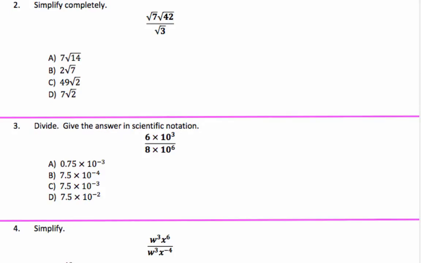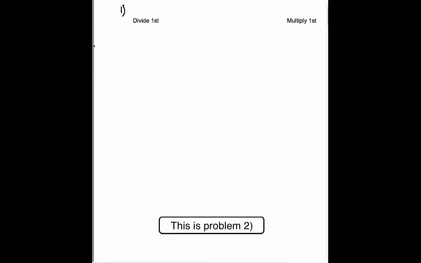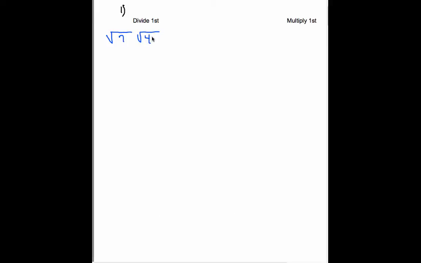Problem 2 asks you to multiply square roots and also to divide a square root. In Sample A for problem number 2, you were only asked to multiply square roots. So this is a little different. I don't have enough room to write all the work for this problem, so I'll go to a separate piece of paper and we'll try it 2 different ways. We can either divide first or we can multiply first. Let's try dividing first. So the problem is the square root of 7 times the square root of 42 divided by the square root of 3.